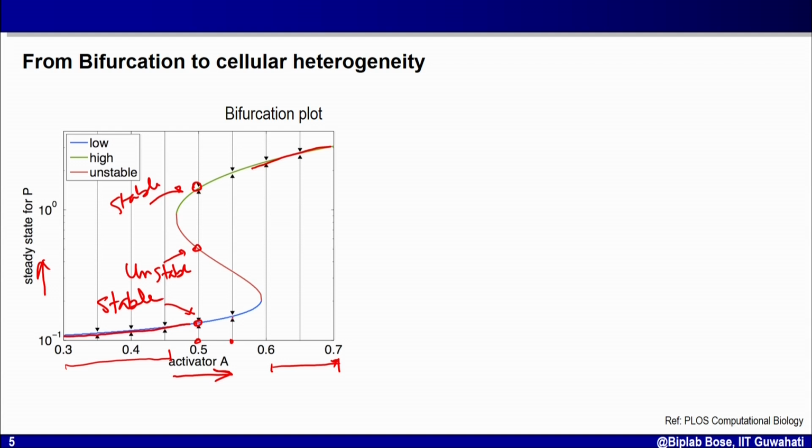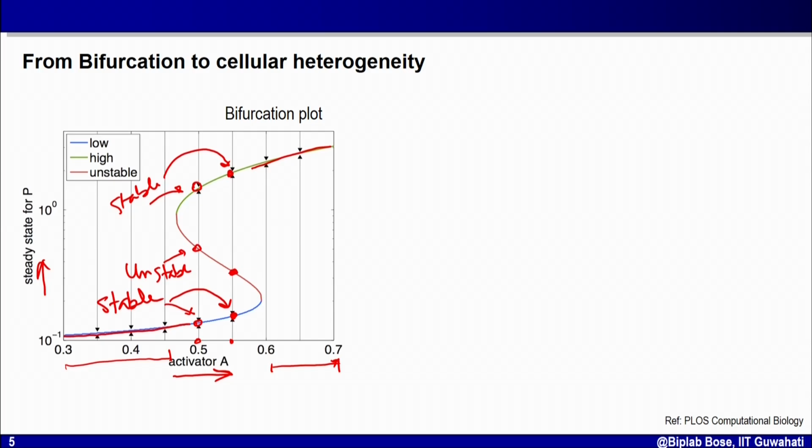Let us take another value here, around 0.55. Then also I have a stable steady state here, an unstable steady state here, and you can check by calculating the different direction fields. And I have another stable steady state here.